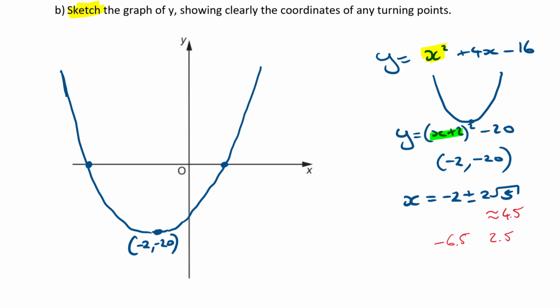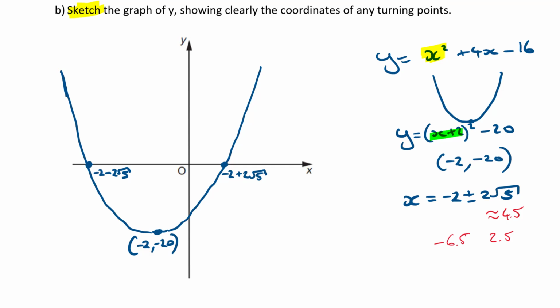And I think we also need to label these intercepts as well. Now we said this one on the left was around about minus 6.5, and that was just to really work out where on the line it is. Exactly what it is: negative 2 subtract 2 root 5. So this one over here is negative 2 subtract 2 root 5. And this one on the other side is negative 2 plus 2 root 5. So I'm going to write the exact values on there. Okay, and that's my sketch.